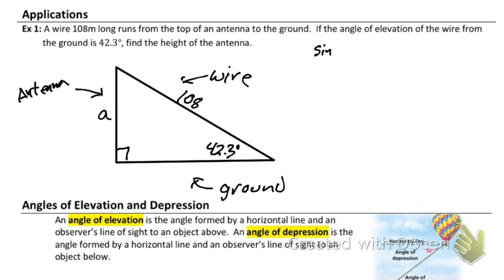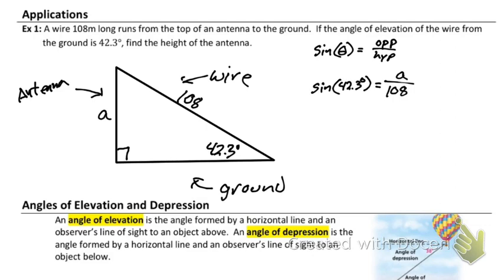So if I have sine of something, let's call it theta, that's going to equal opposite over hypotenuse. Well, in this case, I know my theta. My theta is 42.3 degrees. And that's going to equal my opposite, which is A, over my hypotenuse, which is 108.